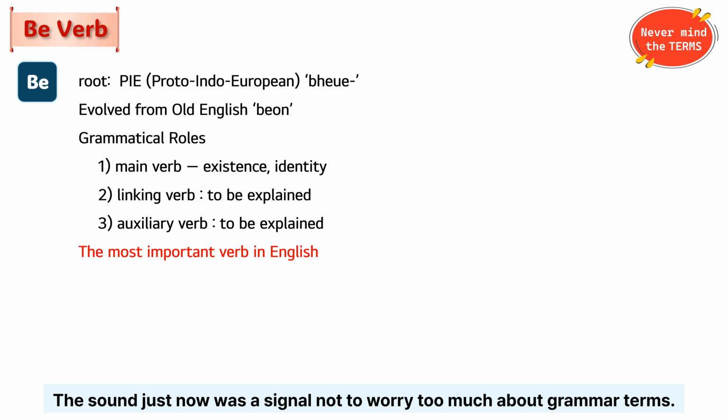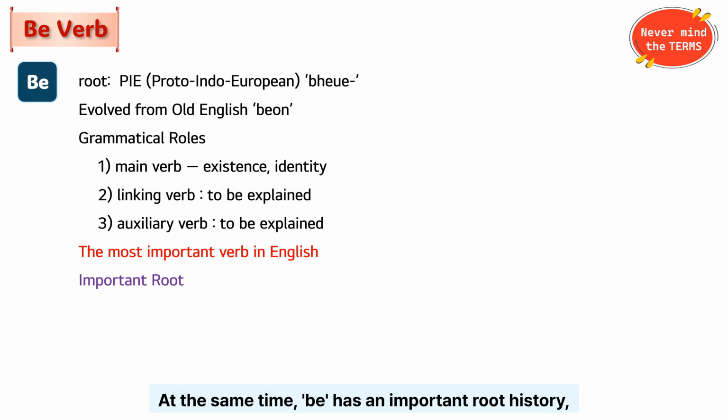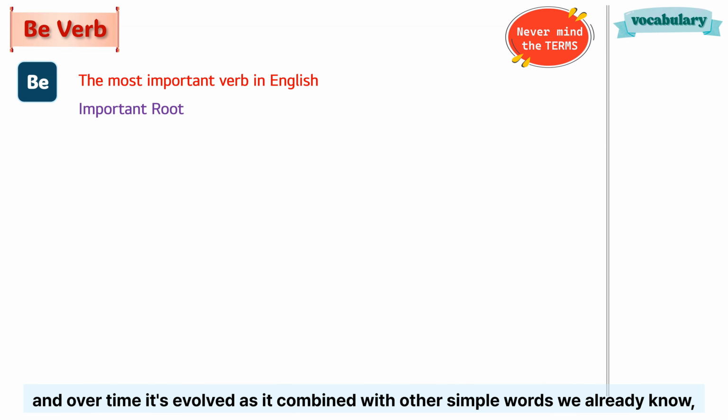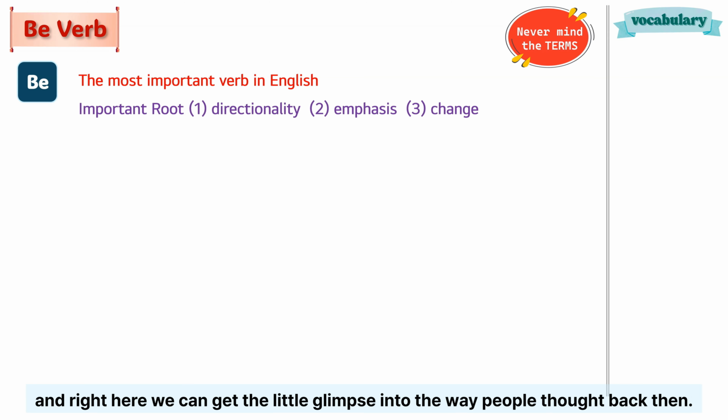The sound just now was a signal not to worry too much about grammar terms. At the same time, be has an important root history, and over time it's evolved as it combined with other simple words we already know, and right here we can get a little glimpse into the way people thought back then.